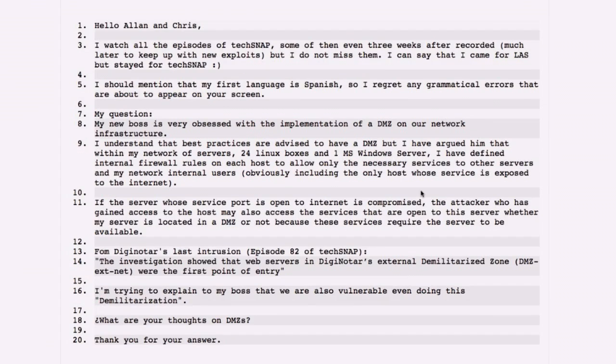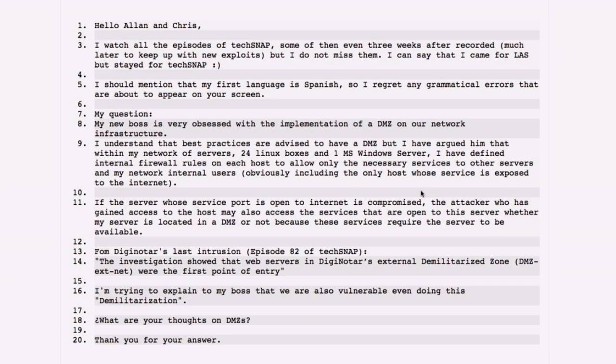"My question is, my new boss is very obsessed with the implementation of a DMZ on our network infrastructure. I understand the best practices are advised to have a DMZ, but I have argued with him that within our network of 24 Linux boxes and one Windows server, I have defined internal firewall rules on each host to allow only necessary services to other servers and my internal users. If the server whose service port is open to the internet is compromised, the attacker who has gained access to the host may also access the services that are open to the server, whether my server is located in a DMZ or not, because these services require the server to be available."